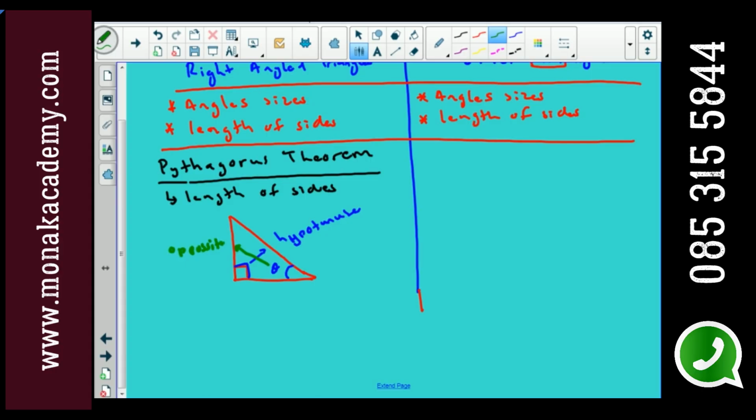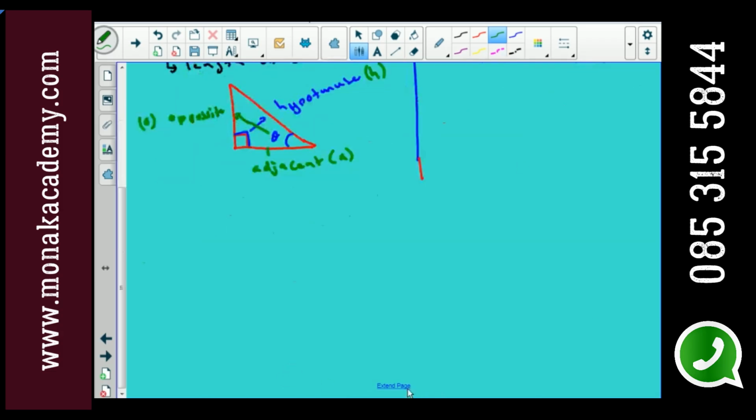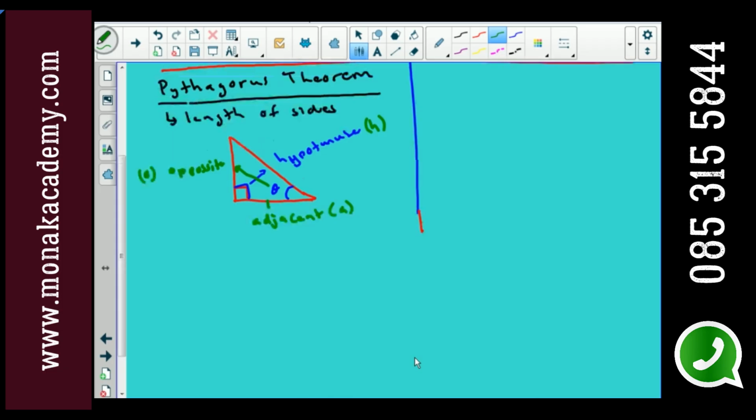And then the one that is below the given angle is always given as the adjacent. All right, so we can make abbreviations for our sides to say this is called A, this is called O, and this is called H. All right, so now that we know what our sides are called, now we can bring in the Pythagoras theorem.